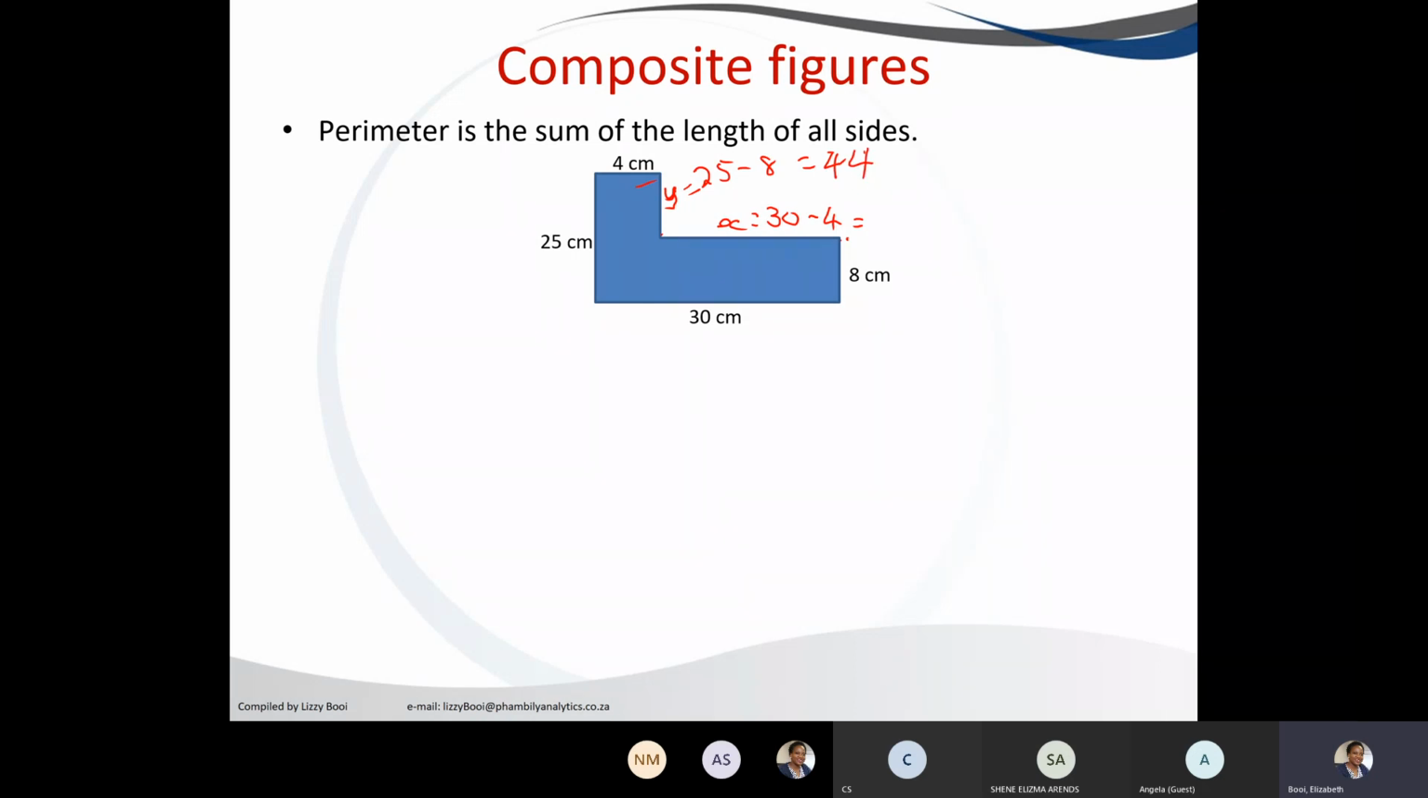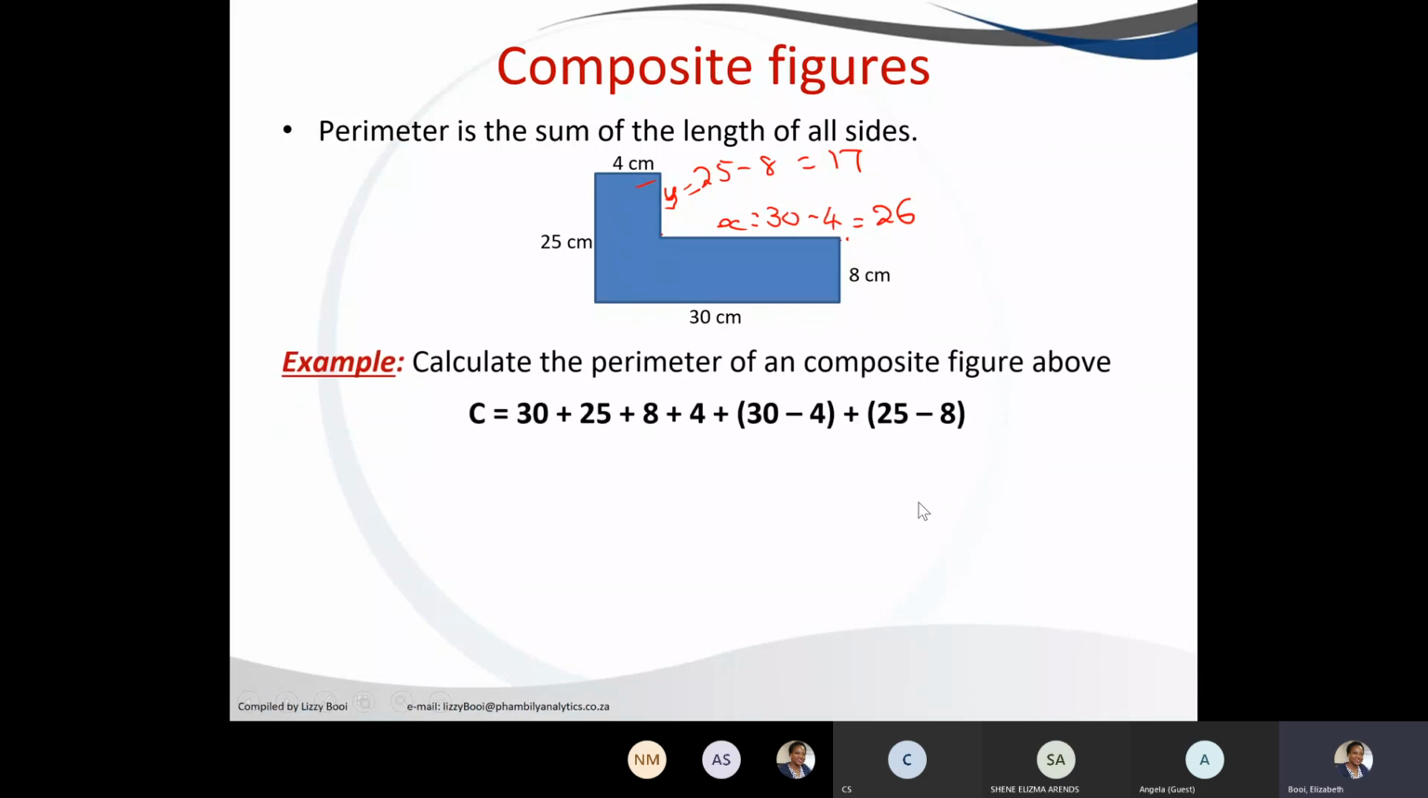Sorry, how can it give me 24 if I calculate 25 minus 8? Sorry, my calculator is giving me wrong information. 25 minus 8 is 17. And 30 minus 4 is 26. My pen today is worse. It's 26.